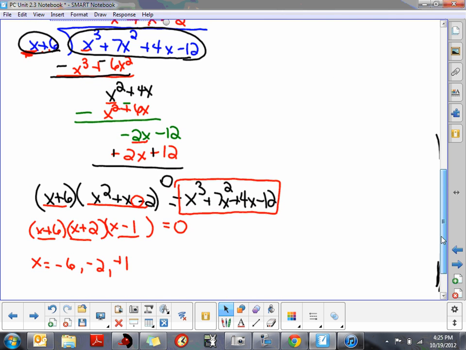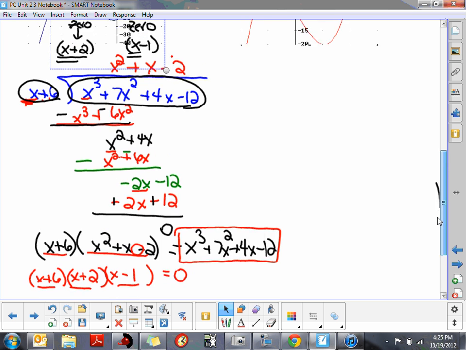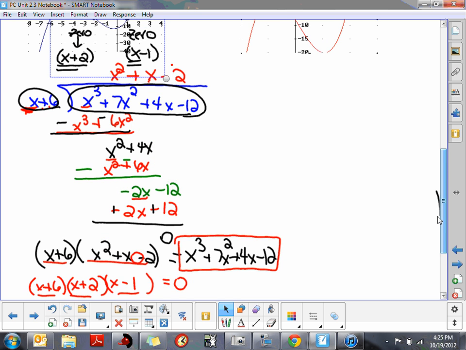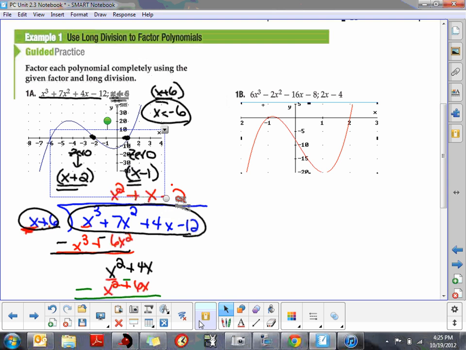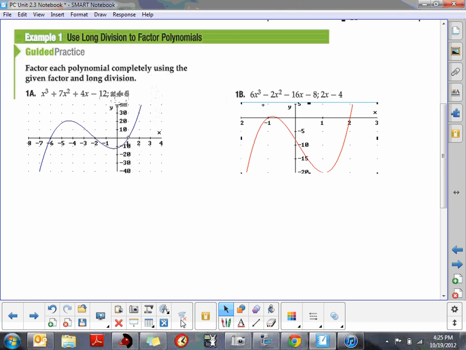Now, I went a little beyond what they ask you to do. All they're asking you to do is use the long division to find the factors. You didn't have to relate that back to the solutions or the zeros, but I did anyway because we're going to link it eventually. Okay, so now we're going to try and practice this one more time.